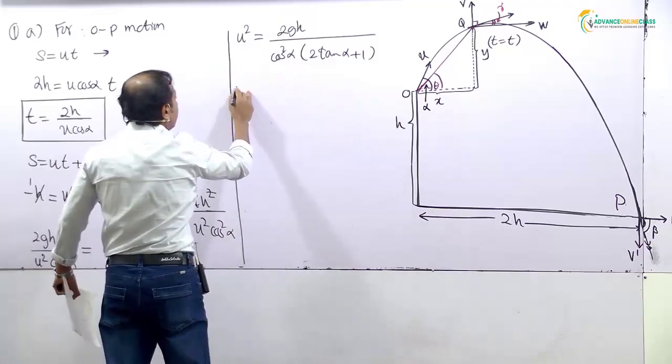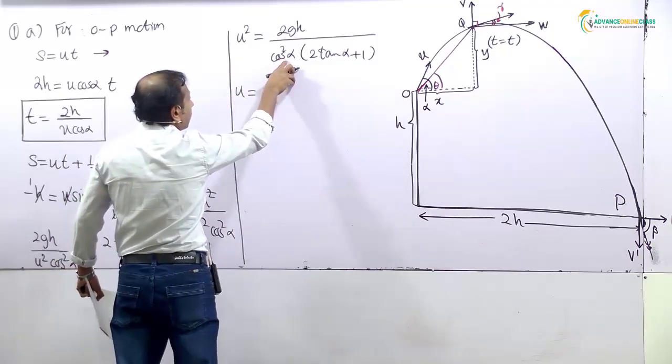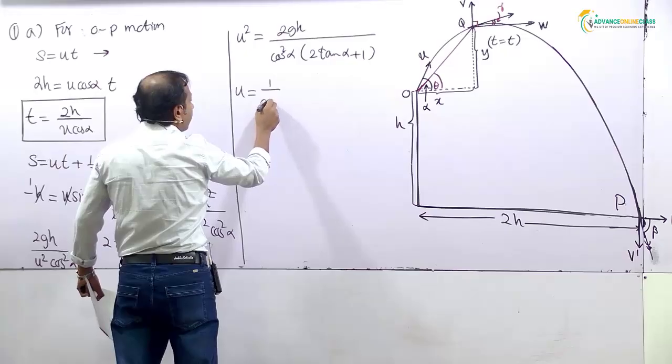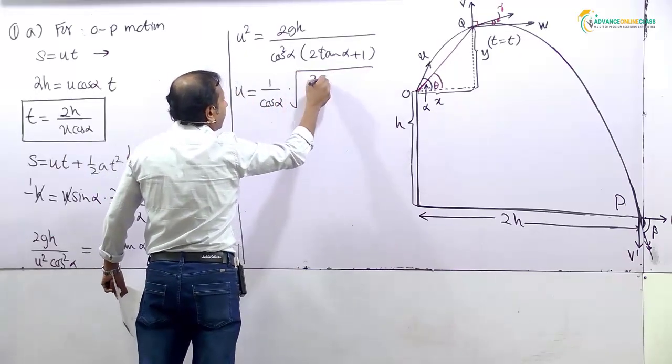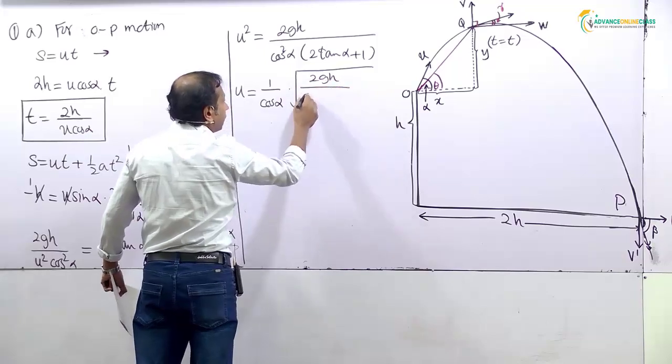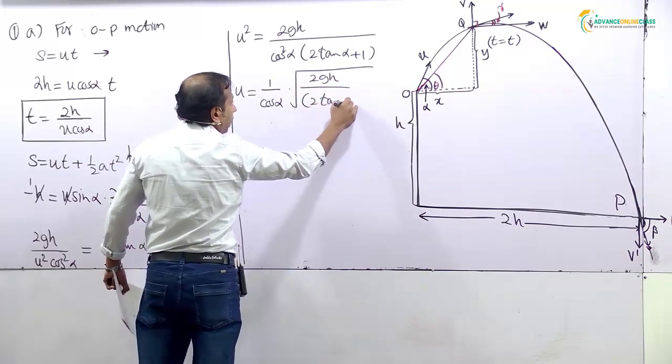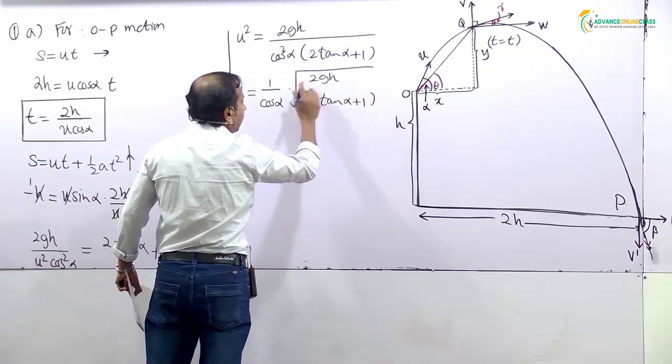You are asked to find u. Cos squared alpha root means 1 over cos alpha. This way, u equals 1 over cos alpha times root of 2gh over 2 tan alpha plus 1.